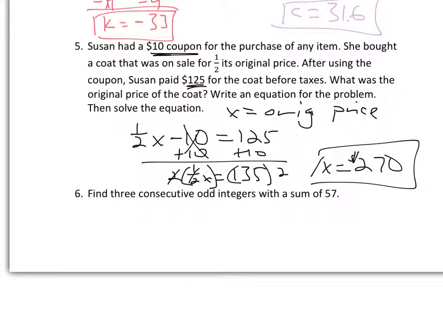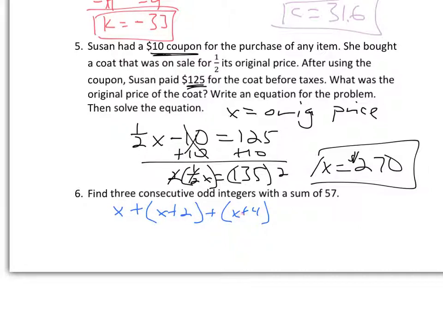Now find 3 consecutive odd integers with a sum of 57. Okay, this is a tough type of problem, but think about it this way. We have to define the variables. So X is the smallest one. If X is the smallest odd integer, the next odd integer is going to be 2 away from that, right? So the next one's going to be X plus 2, and the next one's going to be X plus 4. So for example, if X is 1, an odd integer, the next odd integer is 1 plus 2, which is 3, and the next one would be 1 plus 4, which would be 5.